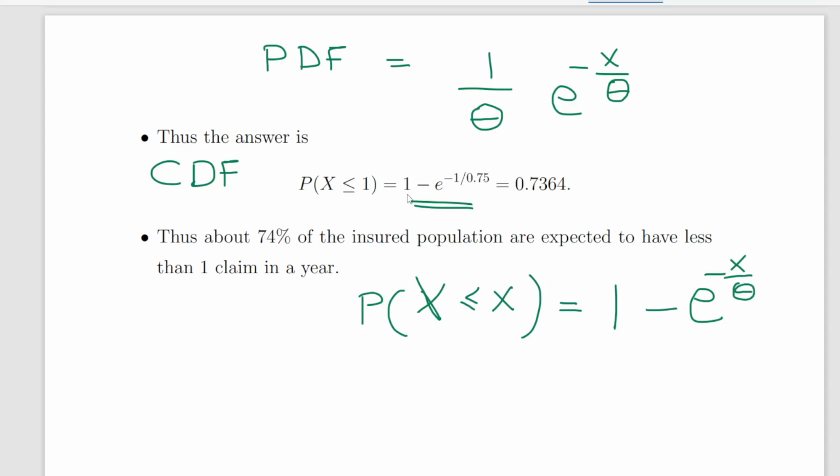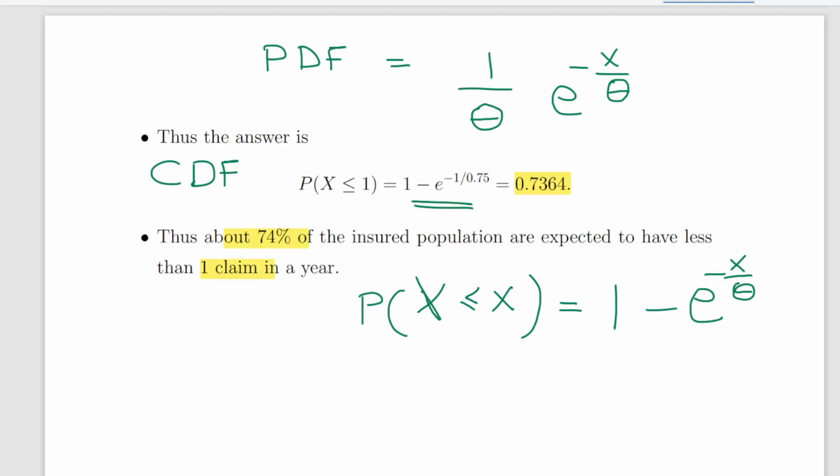So essentially all we have to do is calculate 1 minus the exponential of minus 1 divided by 0.75. Bit of calculator work. There we go, 0.7364. So about 74% of the insured population are expected to have less than one claim in a year. A little bit of a discussion there.